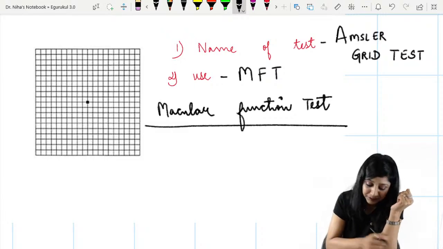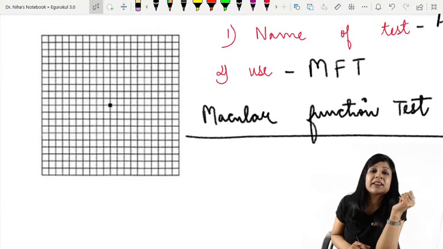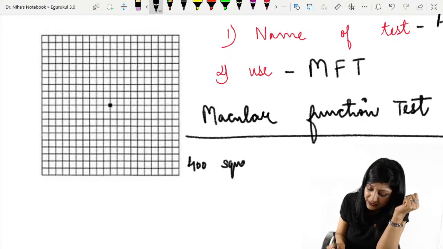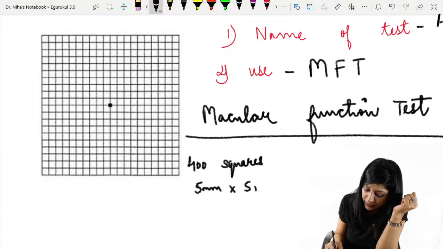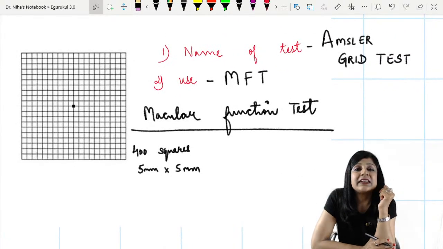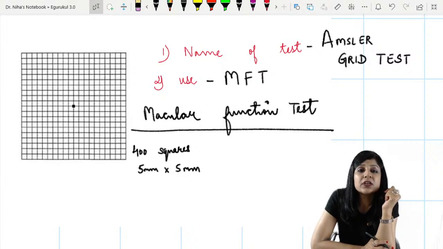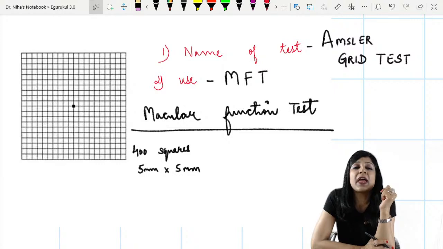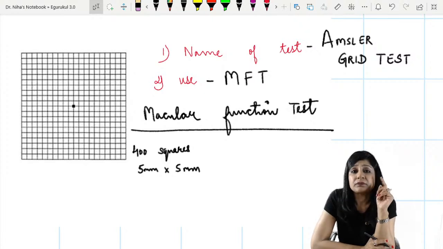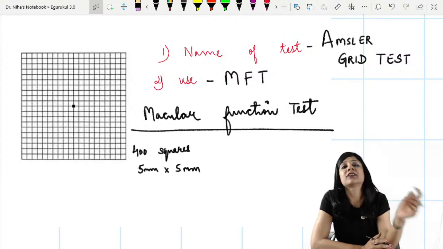What is macula? It is something like this. So how many squares are there? We have got the 400 squares, which are 5 mm by 5 mm. It is the Amsler grid test, which is used as a macular function test.